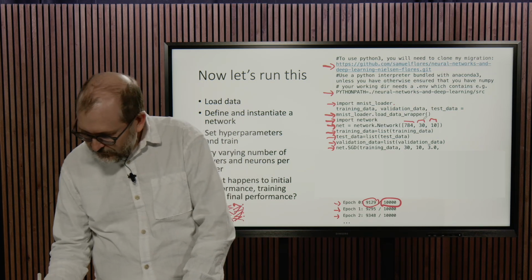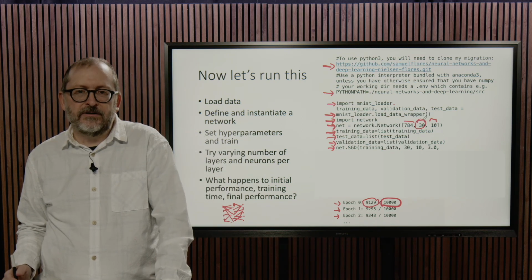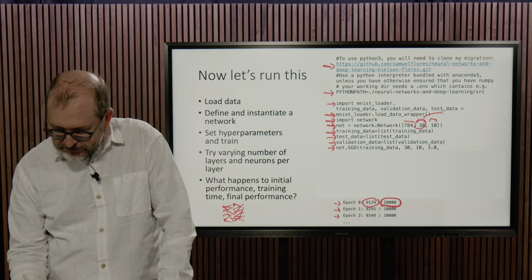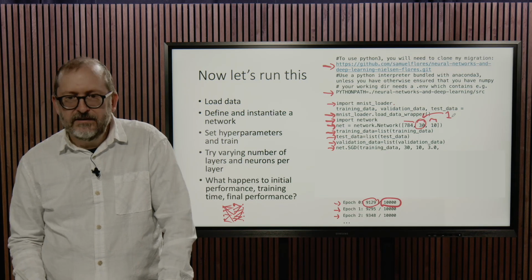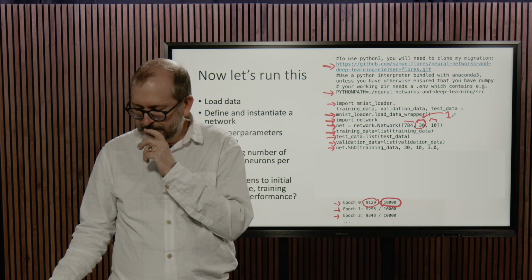And again, once you change the size of this hidden layer, then your performance might get better, might get worse. And again, one thing that you should try is just one neuron in the hidden layer and see what that gets you.